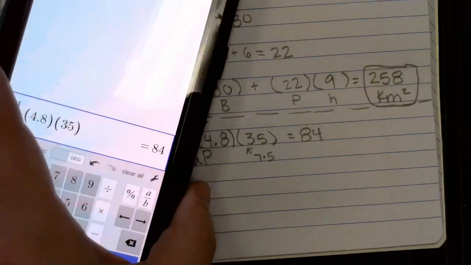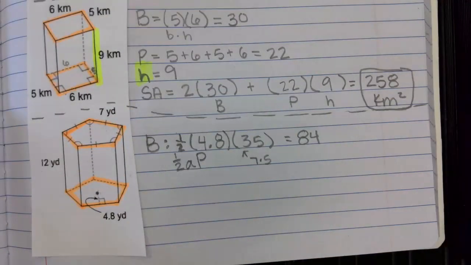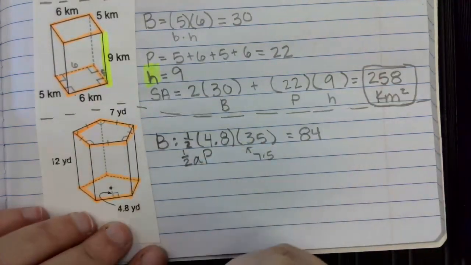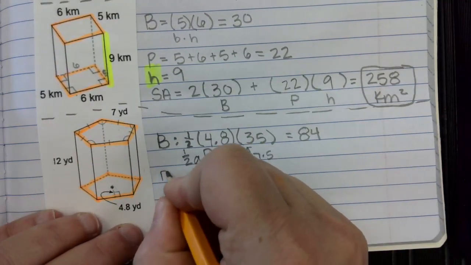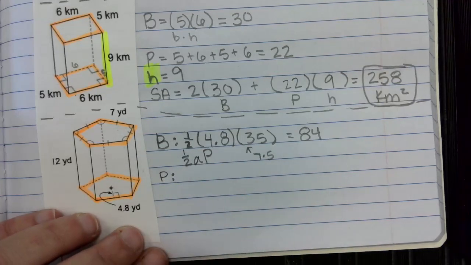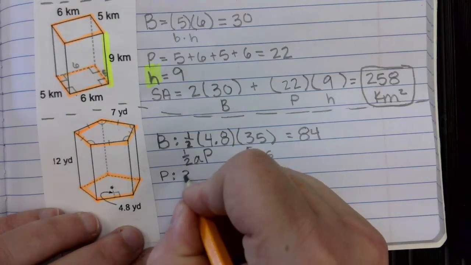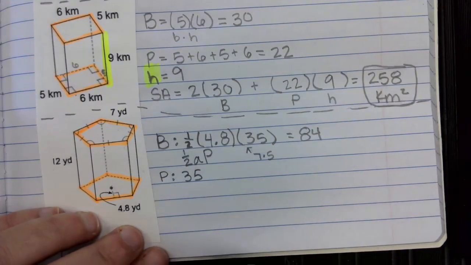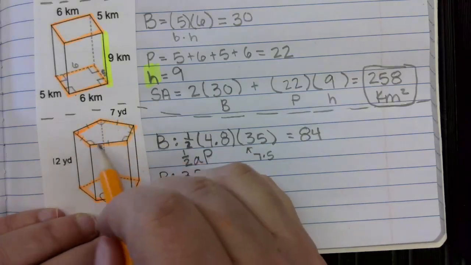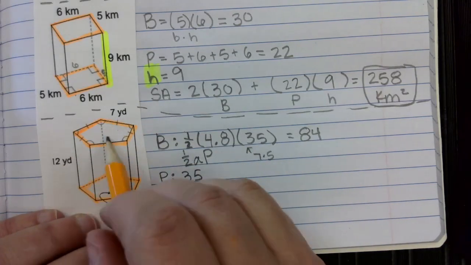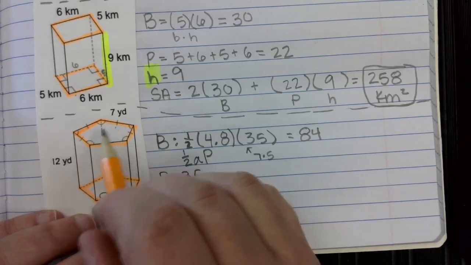Okay, now there's 2 other things that we need. We need our perimeter of the base, which we actually already found. What's the perimeter of our base? No? No one knows? What was it? 35. Thanks, Gretchen. We have 5 sides. We know that side is 7. So this is 7 times 5.